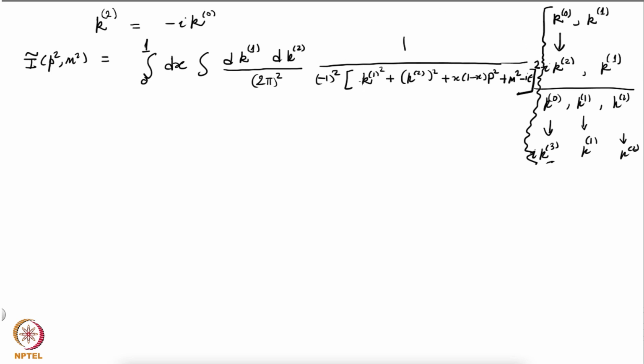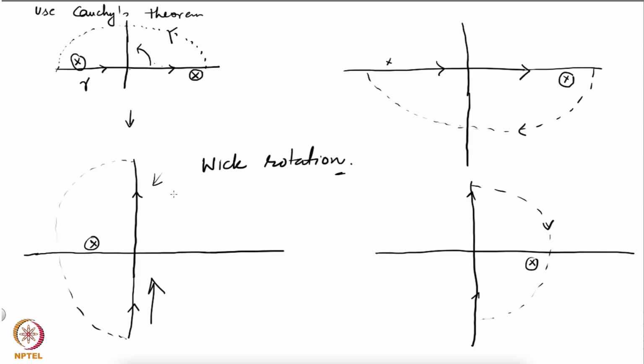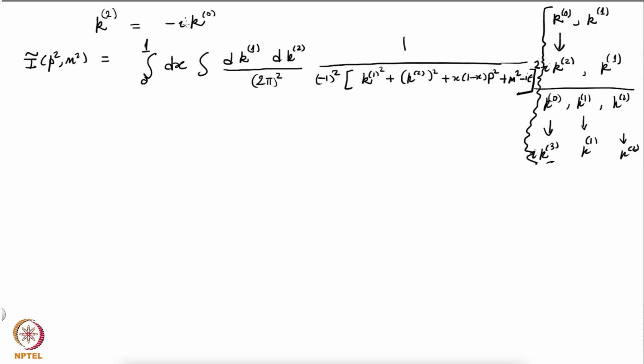Note that k2 is real, because k0 is imaginary, since we are doing the integral over the imaginary axis. See here, this is the k0 plane. I have turned the contour integration from this to this. Now k0 takes imaginary values on this imaginary axis, but because I have multiplied k0 with minus i, k2 is a real number. So k2 takes only real values, k1 also takes only real values. So k1 square, k2 square are all positive numbers. P square is positive, x times 1 minus x is positive, as I argued earlier, m square is positive. So everything in the denominator is positive, so it doesn't become 0. There is no need of i epsilon; you can drop it.